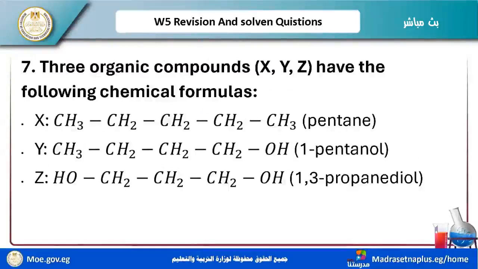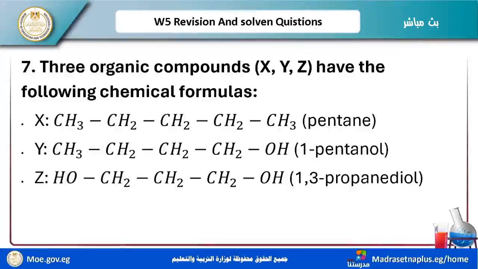Number 7: I have 3 organic compounds X, Y, and Z with the following chemical formulas. X is CH3CH2CH2CH2CH3, which is pentane. It is not important for you to know the name. Y is CH3CH2CH2CH2CH2OH, 1-pentanol, and Z is HOCH2CH2CH2OH, 1,3-propanediol.